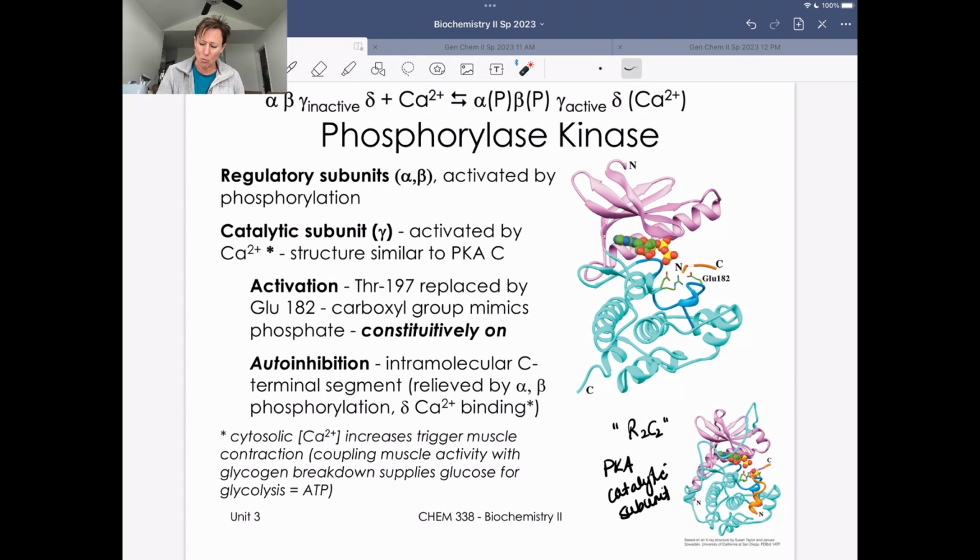So highlighting what we see here in the enzyme. Again, just highlight, this is what we already talked about. We've got two regulatory subunits, alpha and beta. Okay, they become active when they're phosphorylated. Our catalytic subunit, we're going to look at the structure of it just in a second. And then we've got this, I don't have the delta subunit written on here, but that's sort of this fourth subunit here. But let's talk about the catalytic subunit, okay?